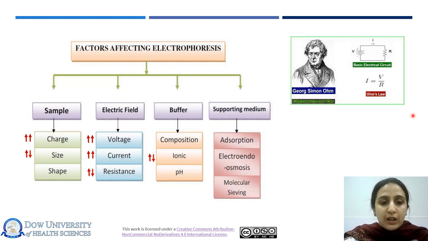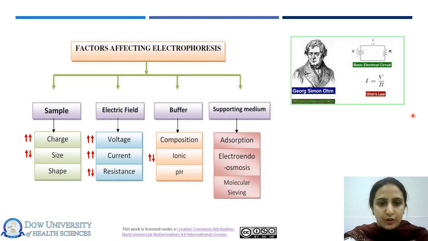If we talk about the ionic strength, as the ionic strength of the buffer increases, the proportion of current which is carried by the buffer is increased, and the proportion of current which is carried by the sample would decrease. As a result, the rate of migration of the molecule would decrease. At the same time, high ionic strength, like resistance, also generates heat, and it will affect the resolution of the separation.